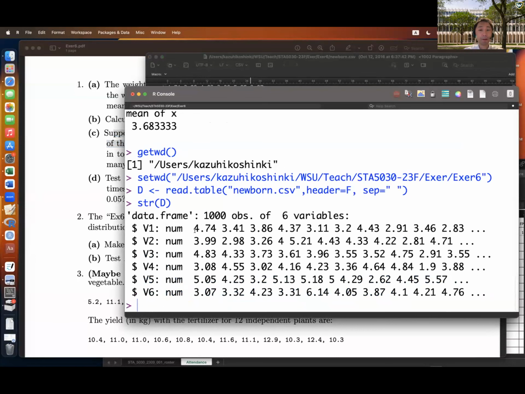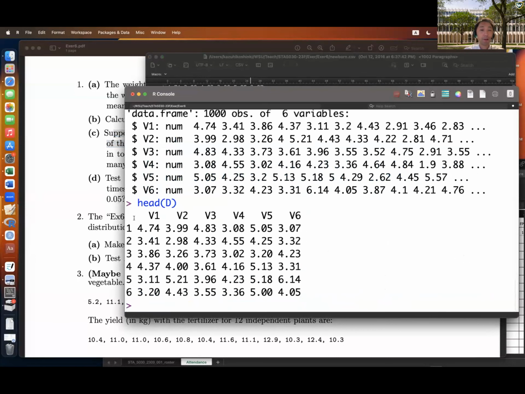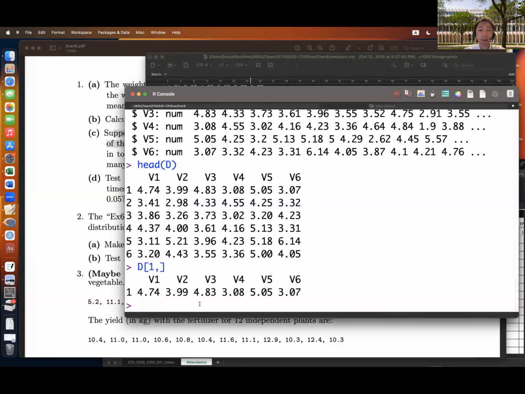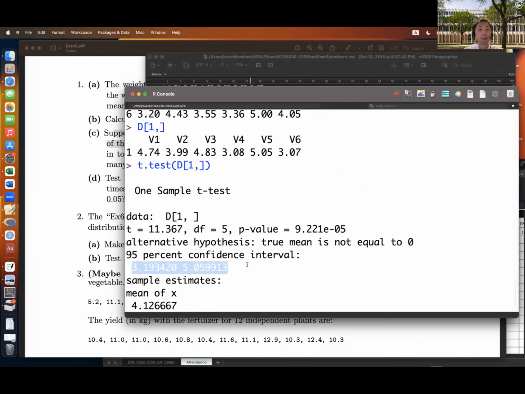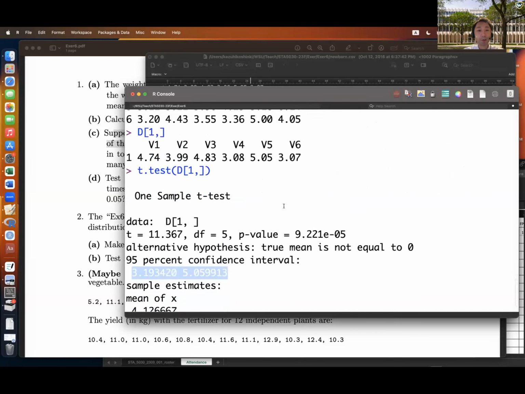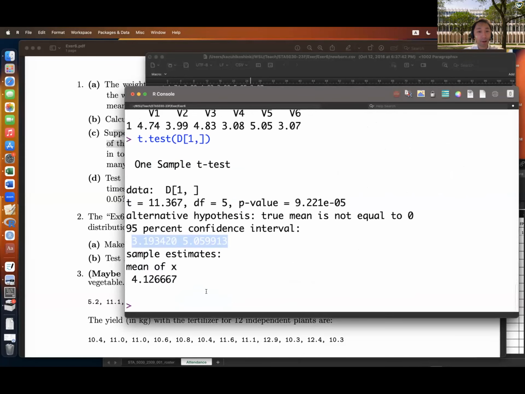So we want to get the confidence interval. If we use the first line, then we can generate one confidence interval, and the second line, another confidence interval. Basically, this is the first row. If we do this, then we can calculate the confidence interval. And actually, we know that the true mean is 4. So 4 is included in this interval: 3.19 to 5.05, and it includes 4.